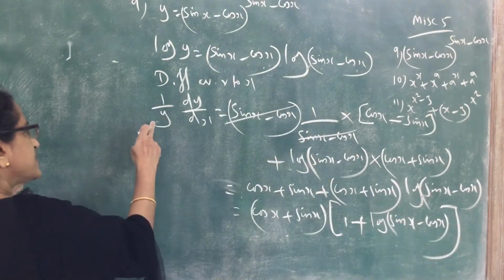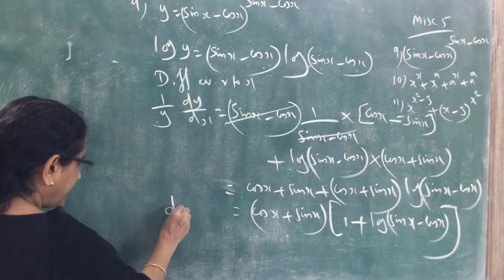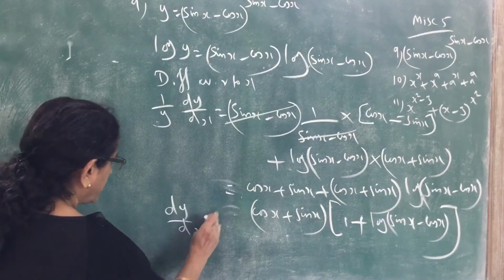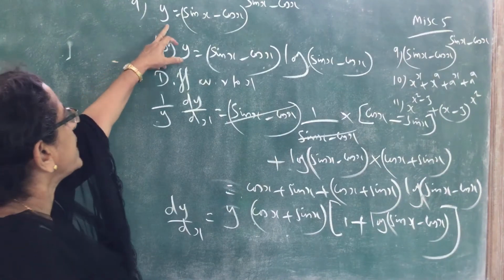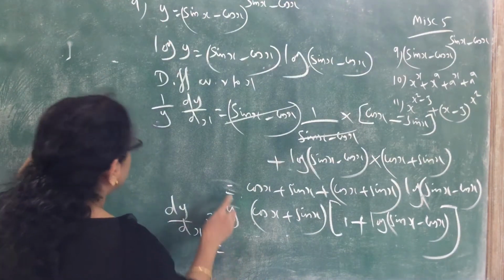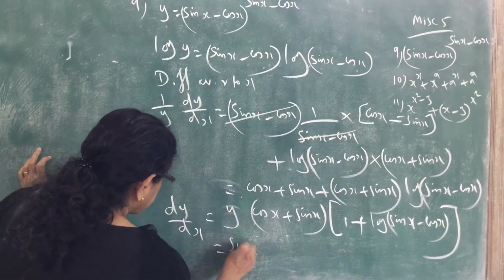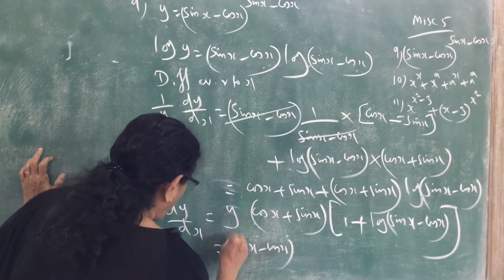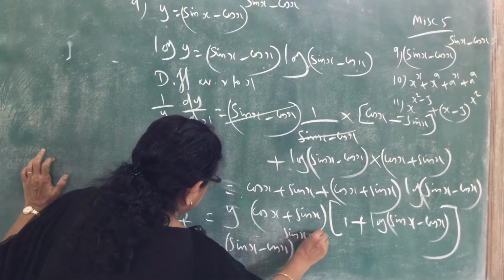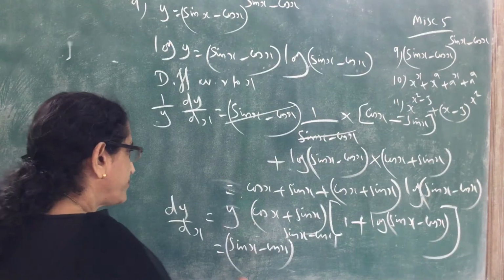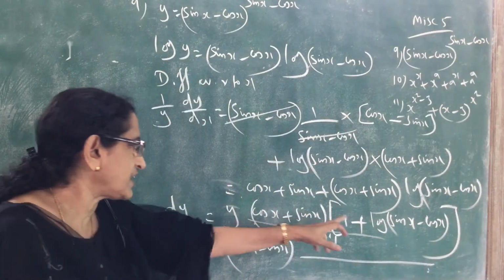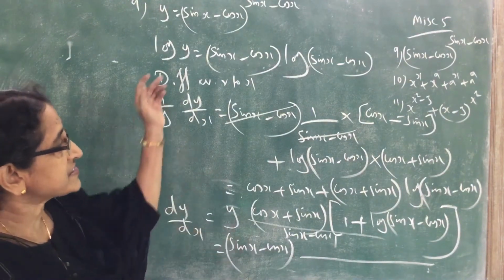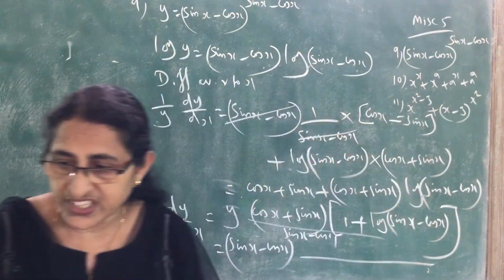Now we can take this y to this side. So we can write dy by dx equal to y into that. Then what is y? In the place of y, substitute y, that is sin x minus cos x all raised to sin x minus cos x, into the same thing you have to write here. Write the answer. Next, 10th one, we have to differentiate.